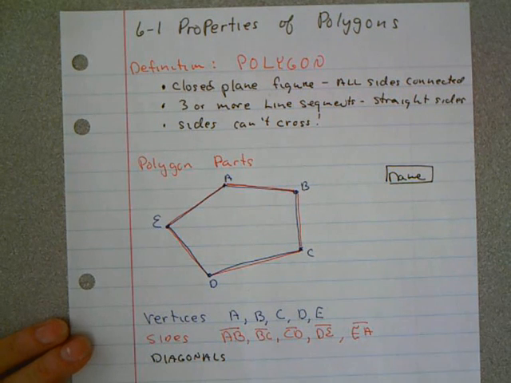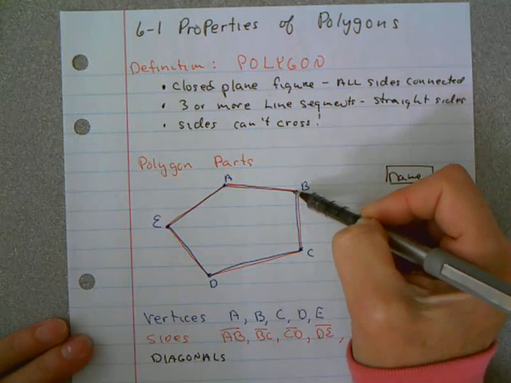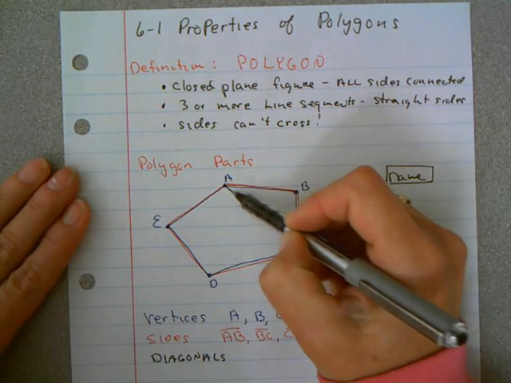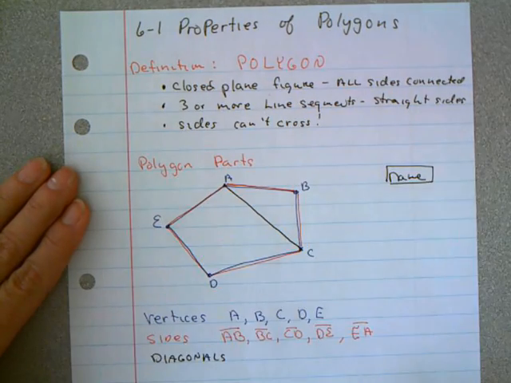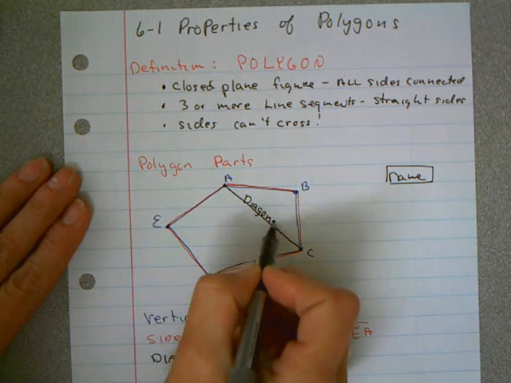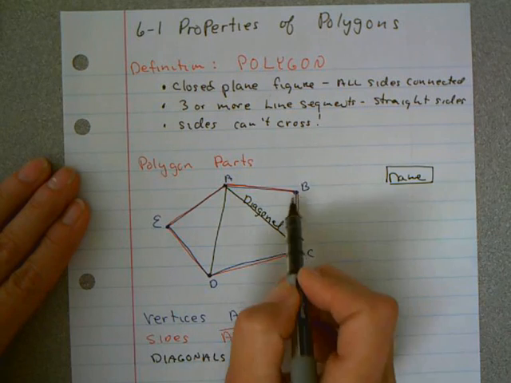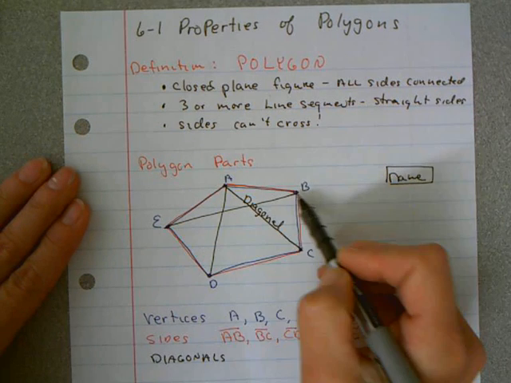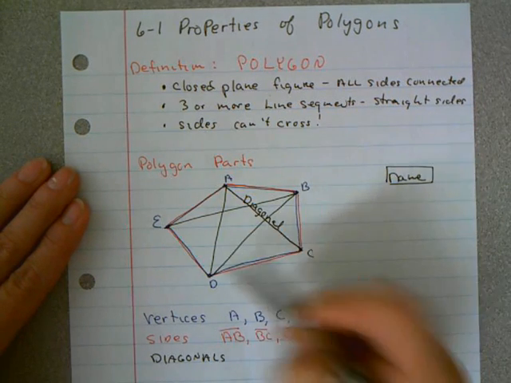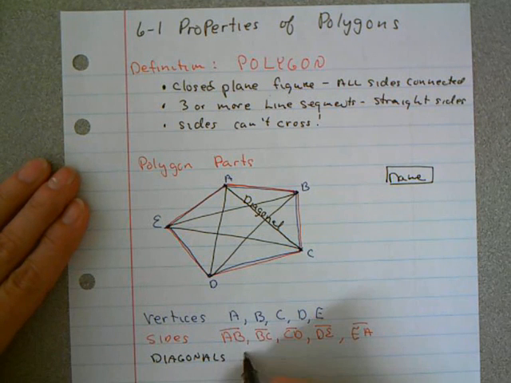And then the last thing, something you maybe haven't thought about, is the diagonal of a polygon. From A, if I connect it to the vertex B, it's a side, but if I connect A to C, that is a diagonal. And I could also draw a diagonal A to D, B to E, B to D, or E to C. So we have a lot of diagonals here.